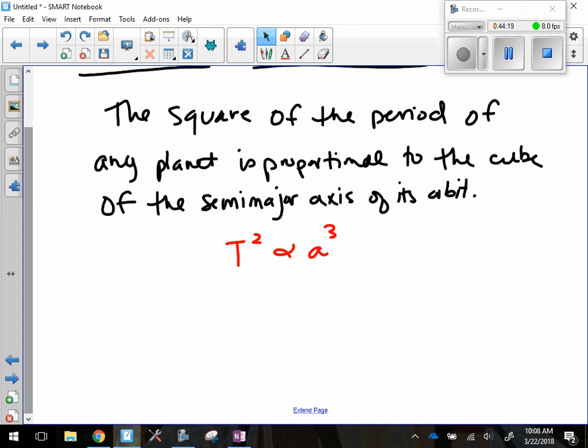Tend to be the same. So it's all a context thing. So because this is AP Physics, we're actually going to look at this and figure out how those are related, what that constant of proportionality is. In astronomy, I don't make people do that.